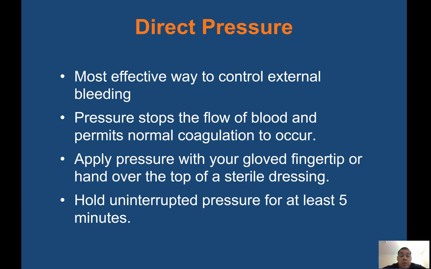So direct pressure is the most effective way to control external bleeding. Pressure stops the flow of blood and permits normal coagulation to occur. Apply pressure with your gloved fingertip or hand over the top of a sterile dressing. Hold uninterrupted pressure for at least 5 minutes.